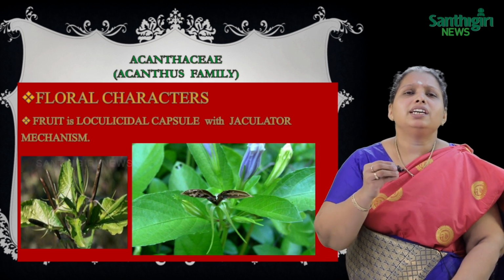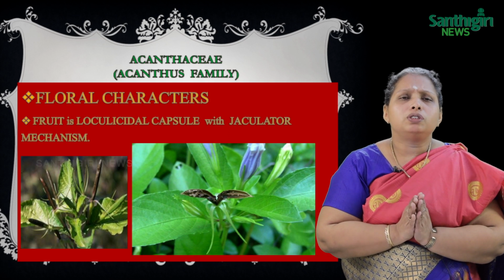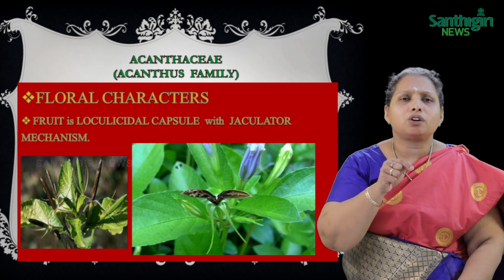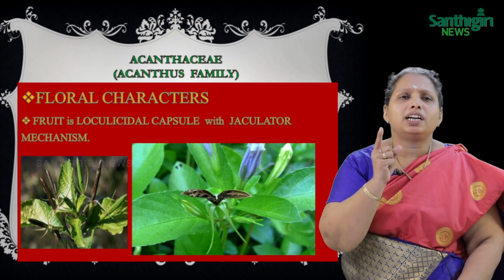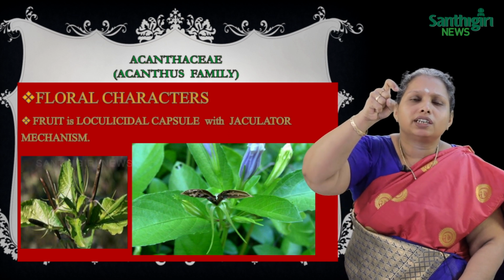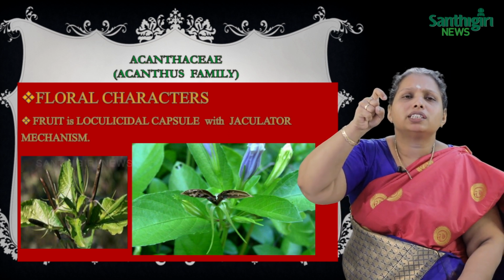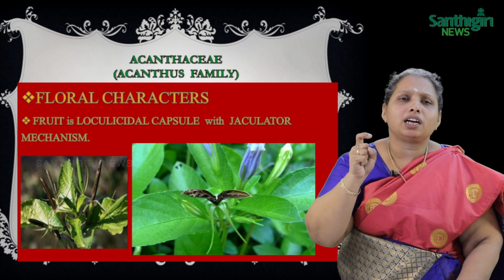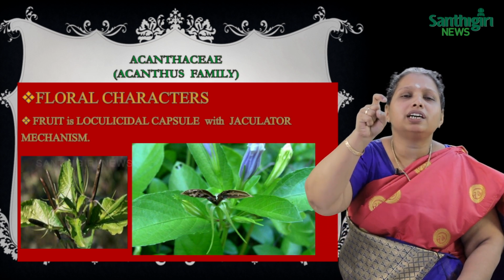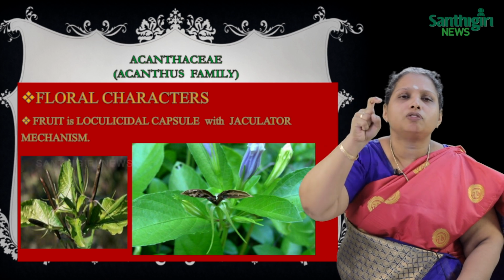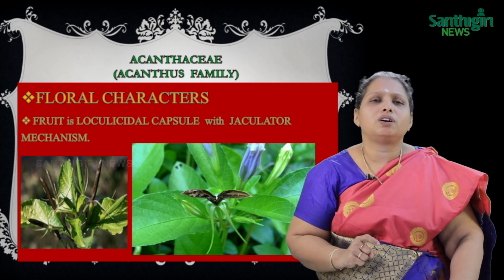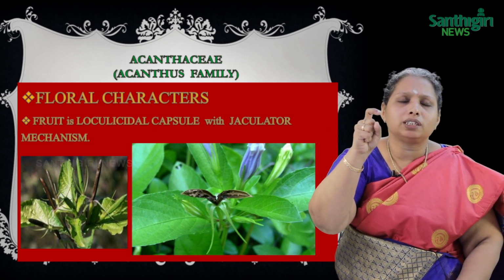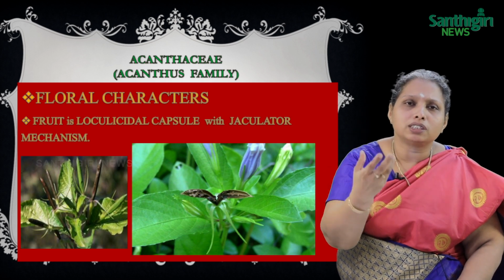Clear? In all fruits the funicle is straight in appearance, but in Acanthaceae fruits the seeds have curved funicles. This curved funicle is called jaculator or retinaculum. What is the term? Jaculator or retinaculum. The curved funicle attached to the placenta of the fruit is called jaculator or retinaculum.